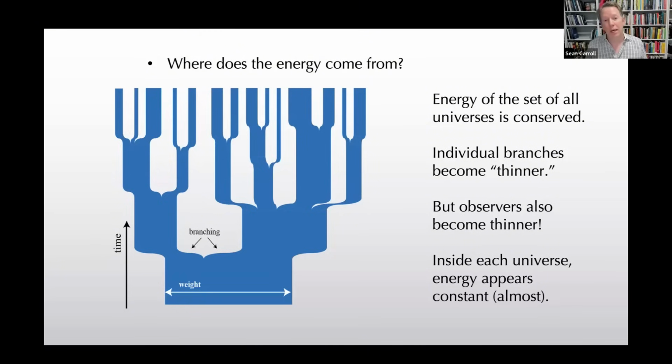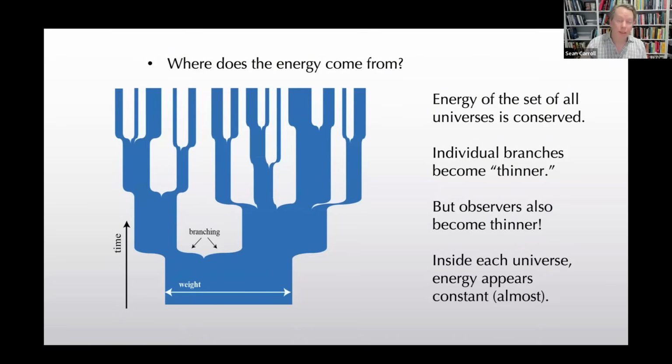Now, the reason why it doesn't look like it's conserved is because the universe you're in gets thinner. So this diagram is a picture of the universe branching from bottom to top, and this is the branching because of various events that are described by interactions and entanglement and decoherence.